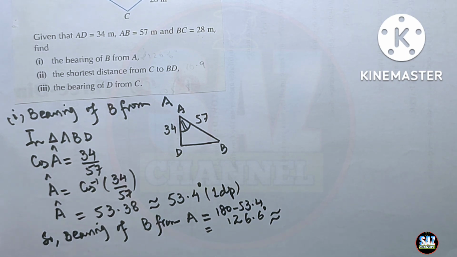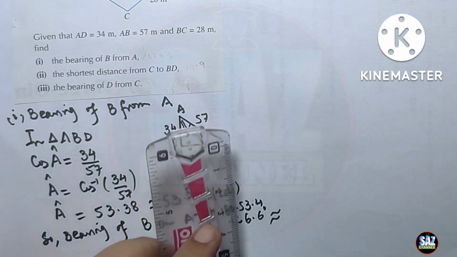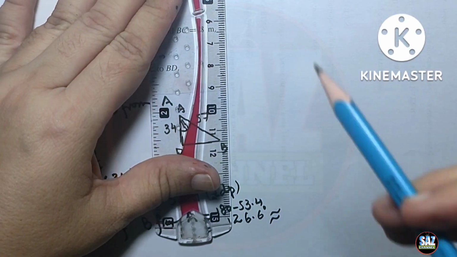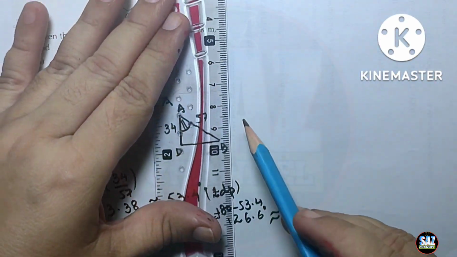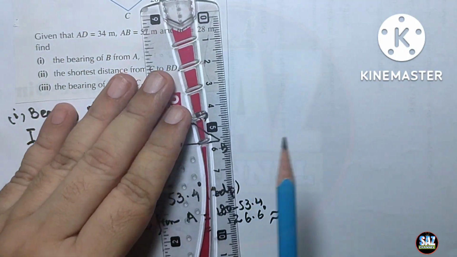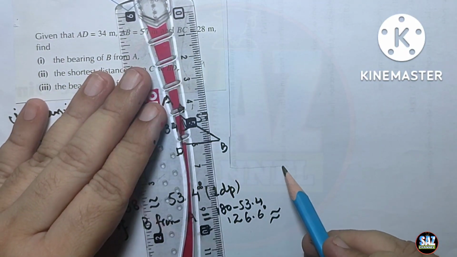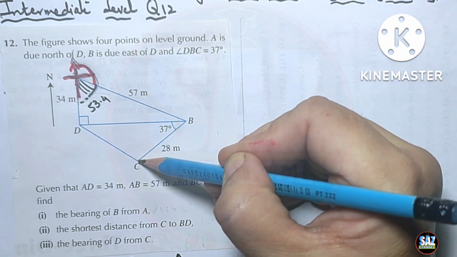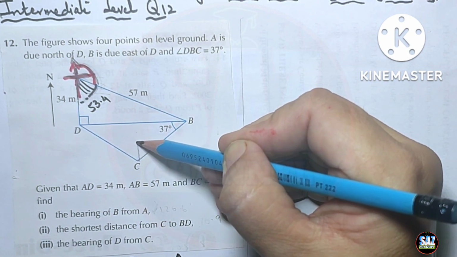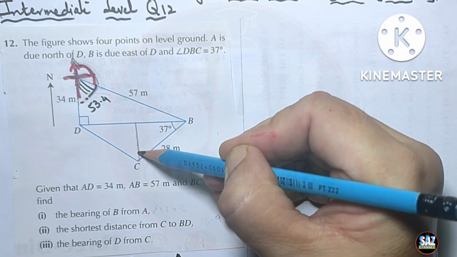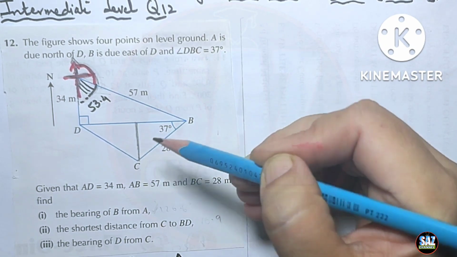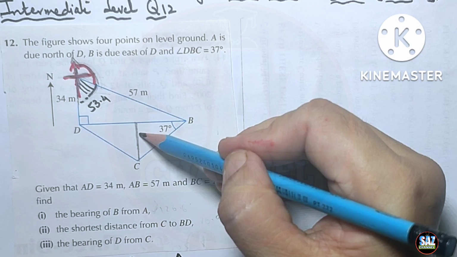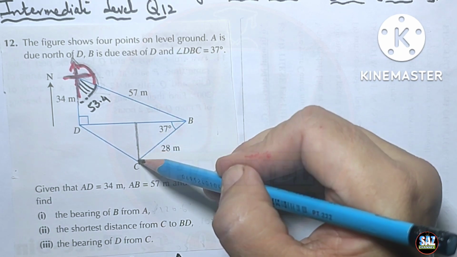And let me draw the line here so that my students should not mix working with the other part. You have to present your working in an orderly, organized manner. Now the second part is the shortest distance from C to BD. It means that I have to drop the perpendicular from this point and reach the BD line.